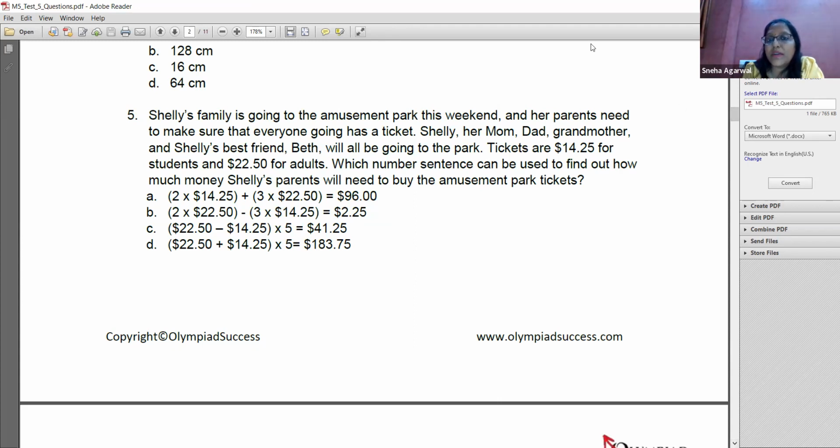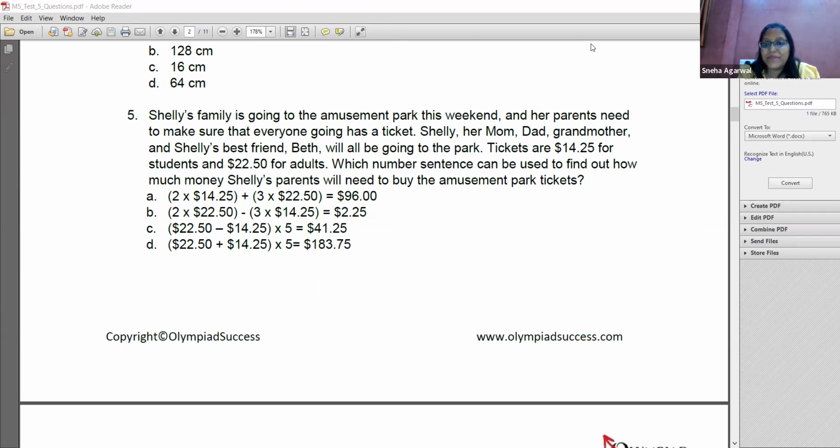So which statement are you going to use to find out the answer over here to calculate? Here they are telling you that each and every person going to the amusement park should have a ticket. For the adults we have a different rate, and for the children we have a different rate. The rates have been mentioned. So which sentence are you going to use to find out the total amount that Shelly's father will be spending in purchasing the amusement park tickets?